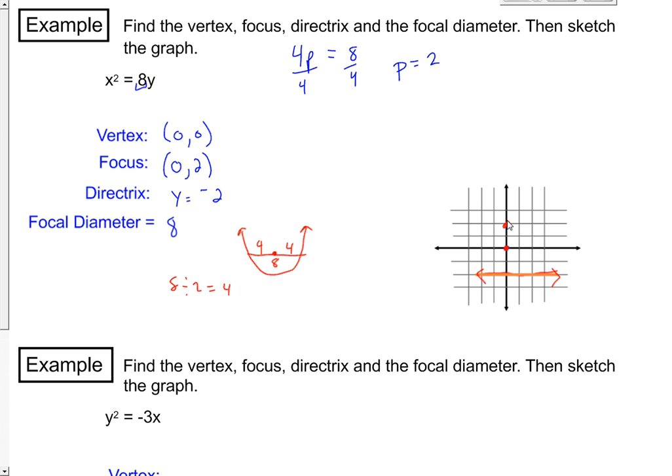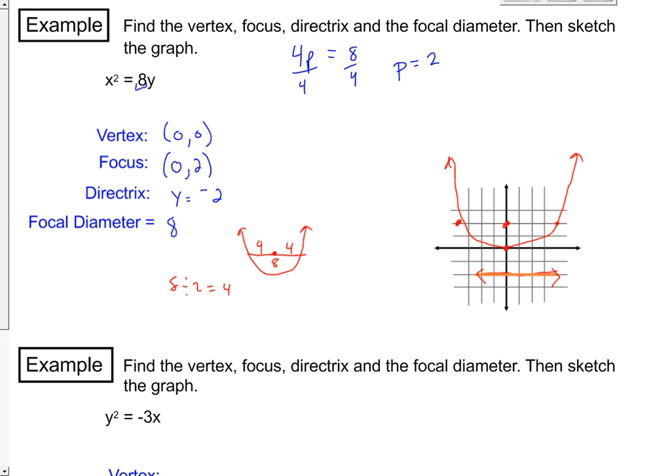So when I count this out, I'm going to go 1, 2, 3, 4, okay? And I'm going to count left 4 units. 1, 2, 3, 4. And that's a total of 8. So the focal diameter is all the way across. And now I'm ready to draw my parabola going through those points.